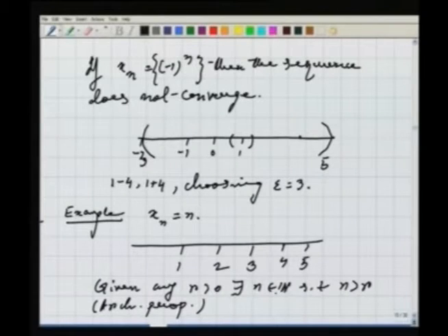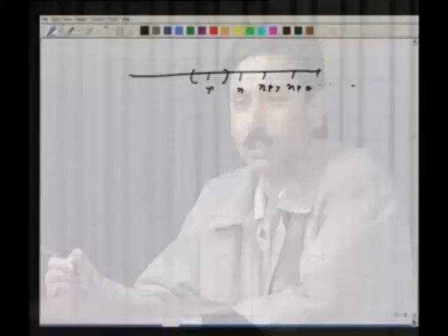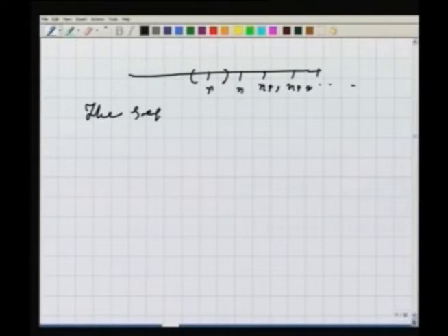But what does this mean? This is where my r is and this is where n is. Now, if I choose an interval like this, then all these terms of the sequence are outside the interval. That means r cannot be the real number where the sequence is convergent, but I have taken r to be an arbitrary real number. You see, that means the sequence x_n equals n does not converge.